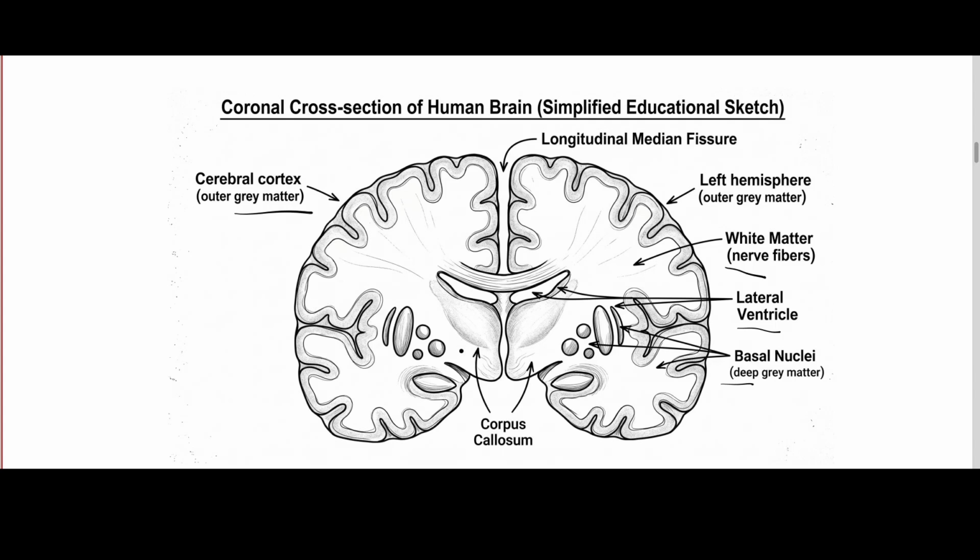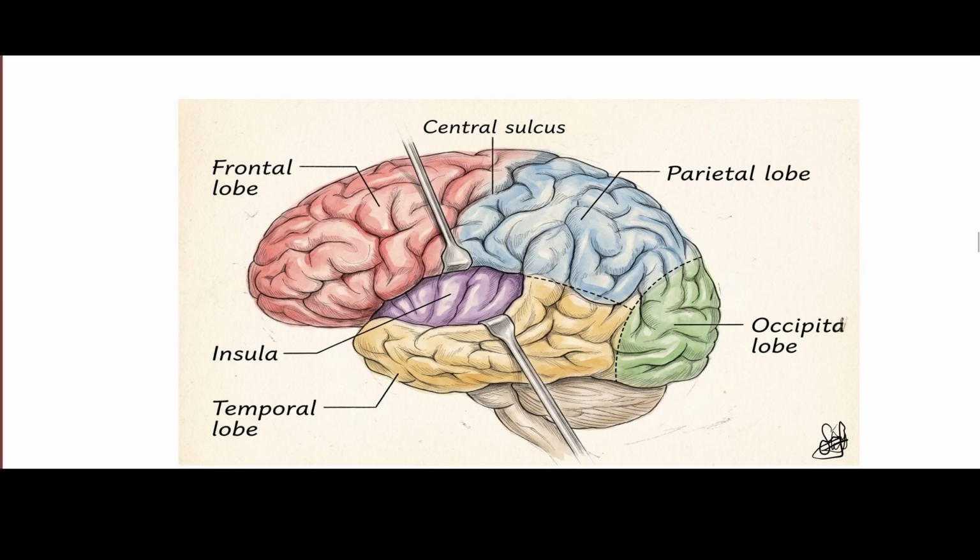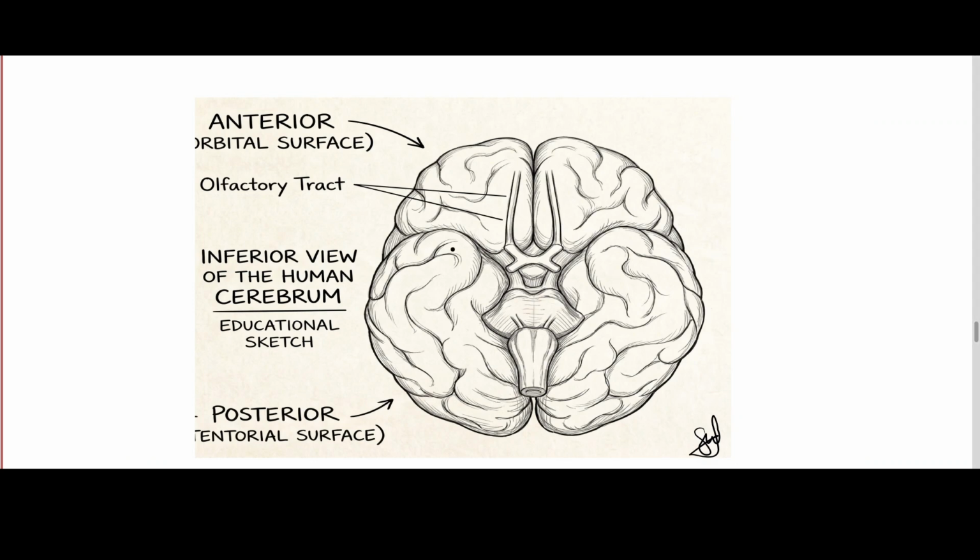Lastly we also have the inferior surface. So this is the inferior surface of the cerebrum. Now it's also important to note that the inferior surface is divided into two: the anterior part called the orbital surface, and the posterior part called the tentorial surface. So that's for the surfaces of the cerebrum.